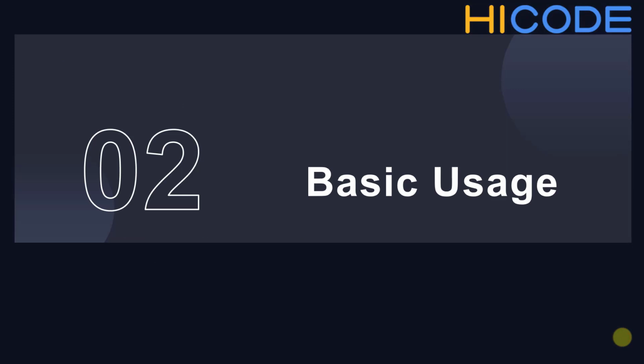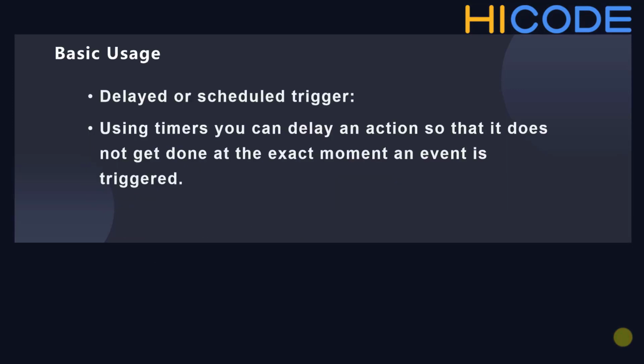And moving on to the basic usage. The first scenario is where we use timers to delay an action so that it does not get done at the exact moment an event is triggered. Let's go to the editor and I will show you an example of this.